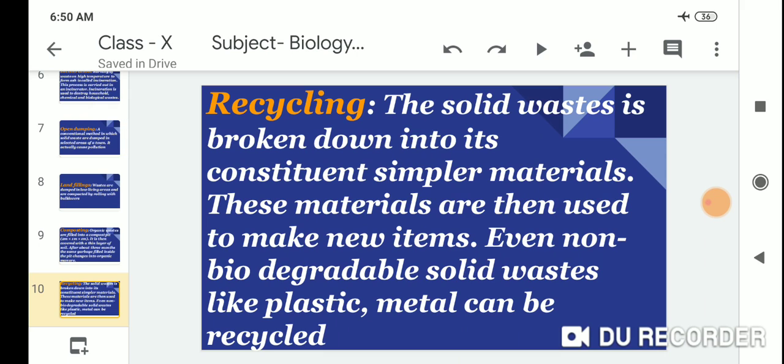Recycling. In recycling, the solid wastage is broken down into its constituent simpler materials. These materials are then used to make new items.